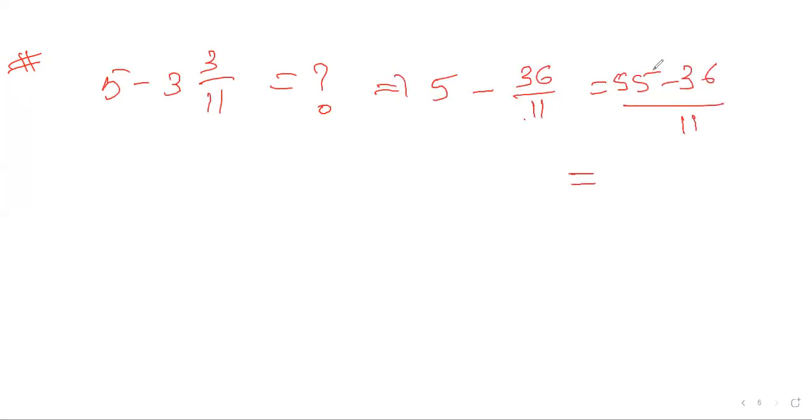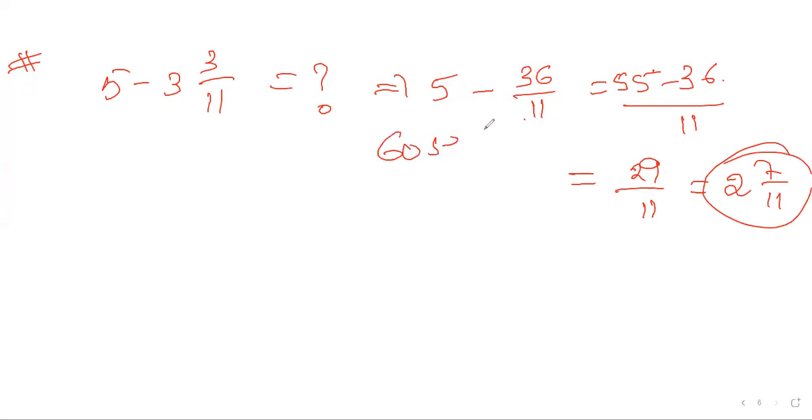55 minus 36, 15 minus 6 is 9, 4 minus 3 is 1, divided by 11. Again you are writing 11 times 2 is 22, balance is 7 out of 11. How much time are you taking? At least you will take 60 seconds to do this. Isn't it? But there is a very simple shortcut.